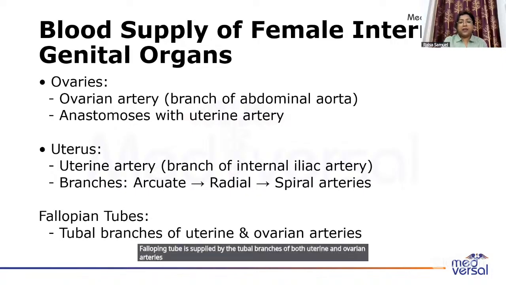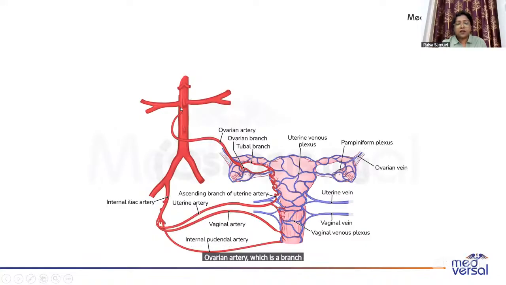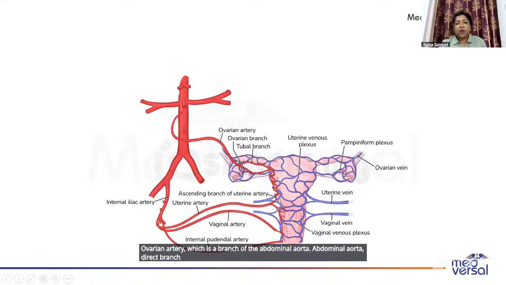So these are the main blood supply of the internal genital organs. So here you can see this is the ovarian artery, which is a branch of the abdominal aorta. Abdominal aorta direct branches ovarian artery. Ovarian artery again gives different branches, ovarian branch, and this is the tubal branch which goes to the tube.